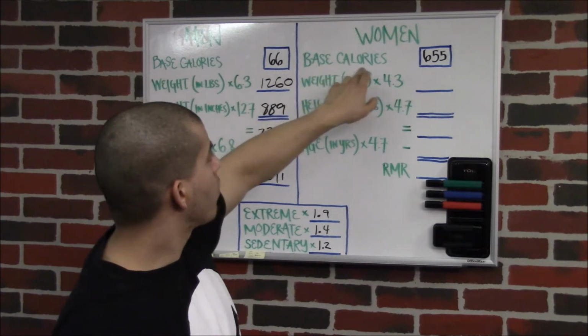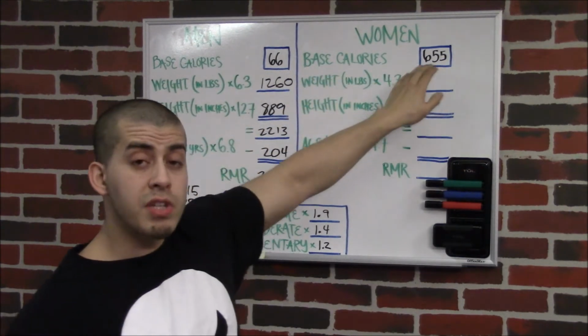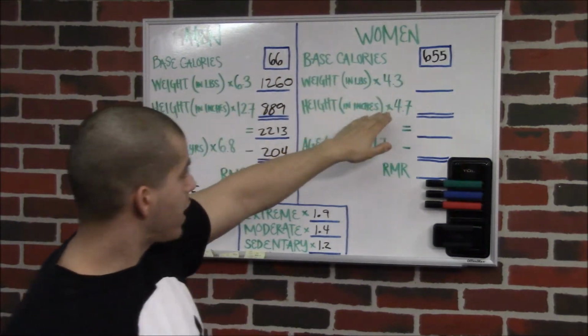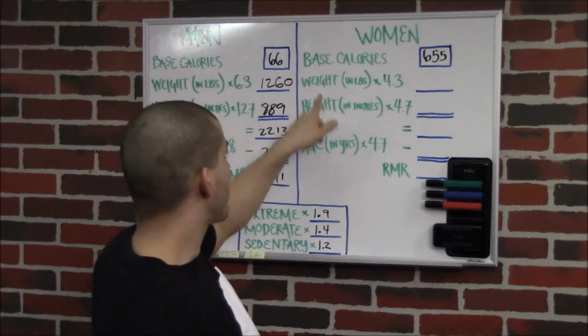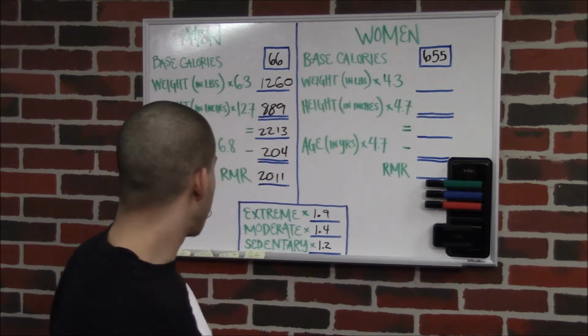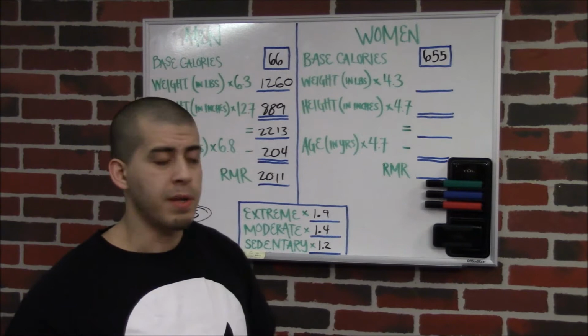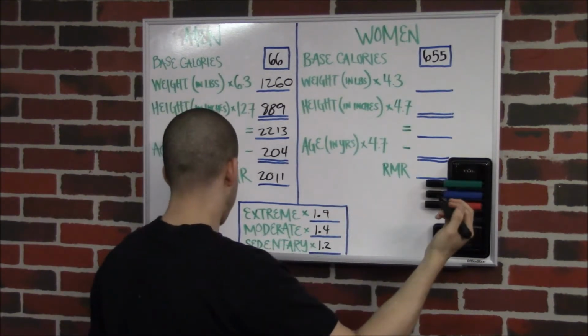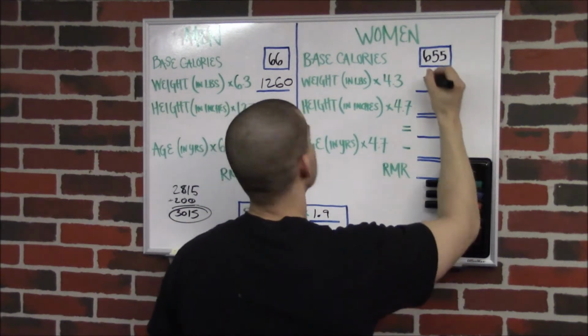Now, Davina, first of all, the base calories is 655, which is actually a lot higher than the men's side. But the multipliers are a lot lower. So for women, the weight in pounds times 4.3. Now, Davina's 140. And we're going to say 4.3 times 140, that's 602.